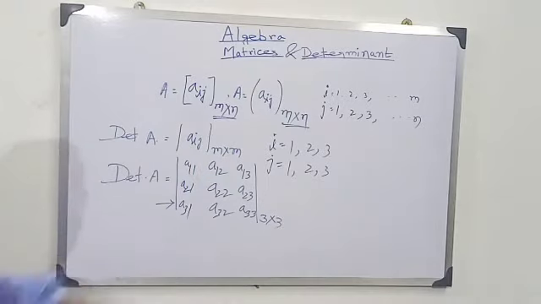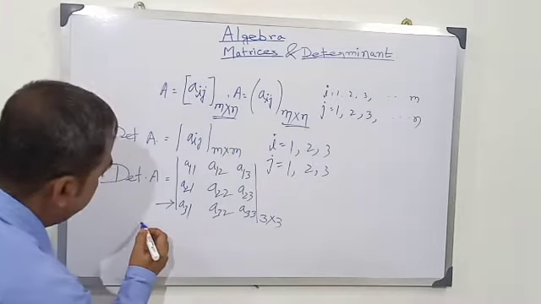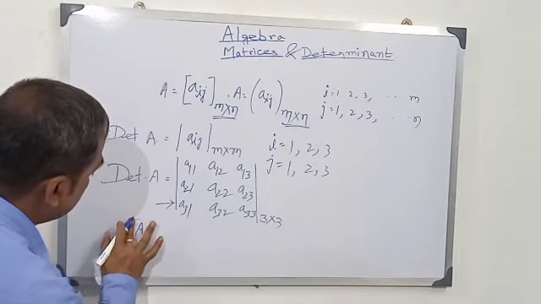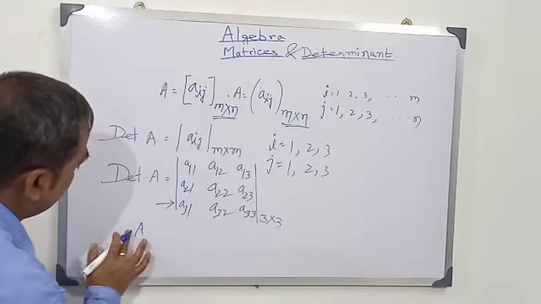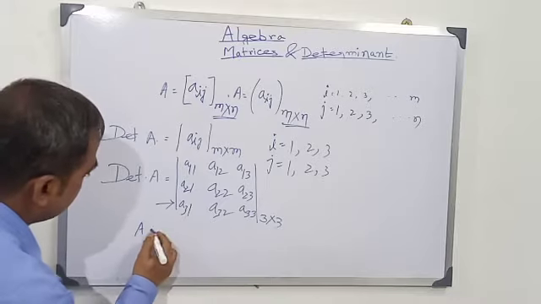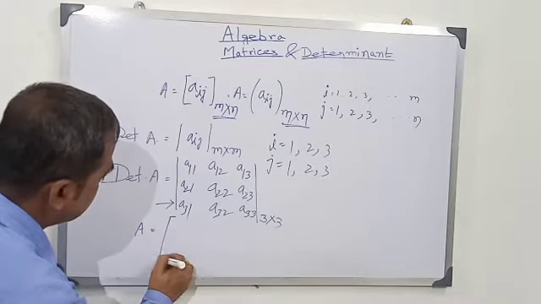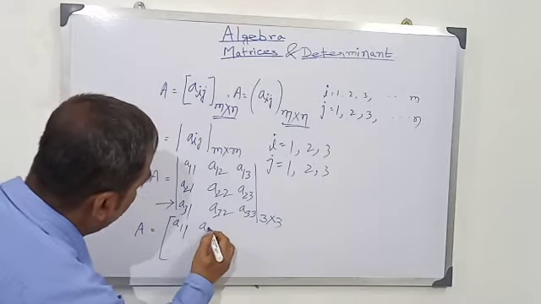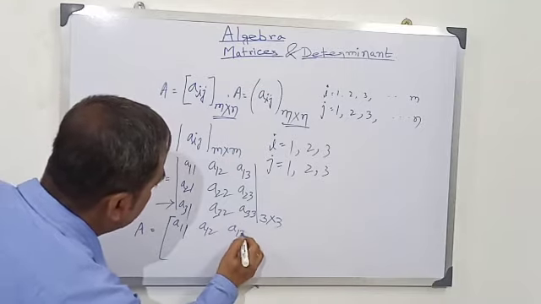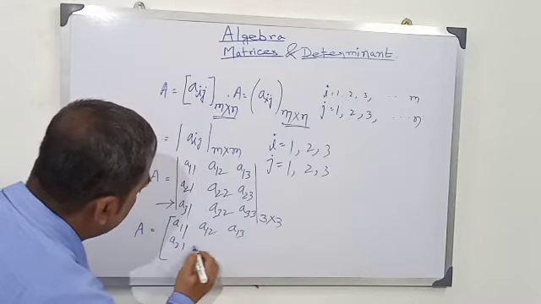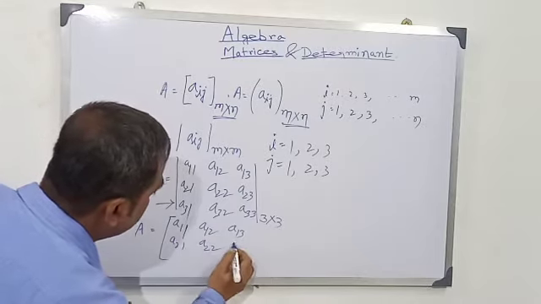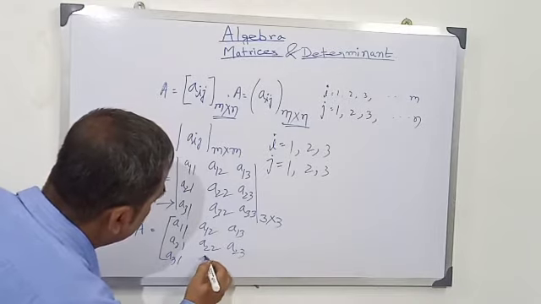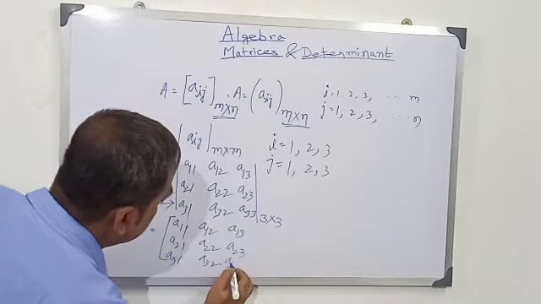That means instead of determinant, if we have written it as a matrix only, we don't need to write this. This is not a determinant, it should have been within brackets: a11, a12, a13, here a21, a22, a23, here a31, a32, here a33.